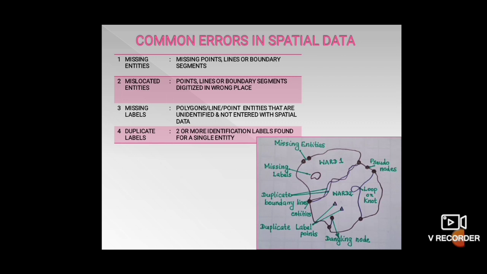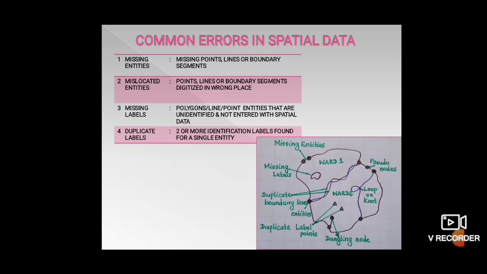What are the common errors that occur in spatial data? The first one is the missing entity. We all know that a polygon is always a closed entity, and hence the boundary must be continuous while encoding. If the polygon is not closed during encoding or digitizing because of a missing connection between points, it creates an error known as a missing entity.